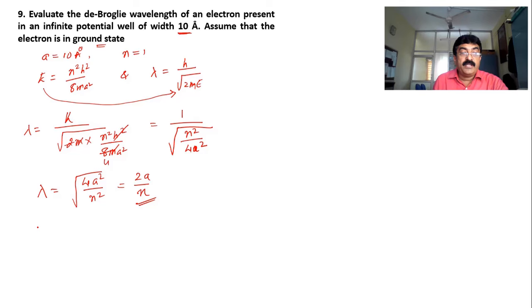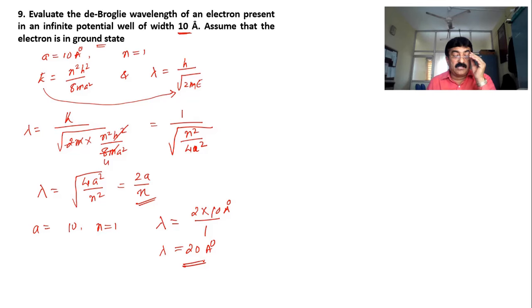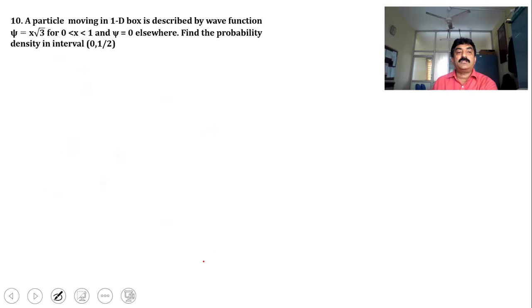So now put a is equal to 10, n is equal to 1. Lambda becomes 2 into 10 angstrom divided by 1. Sorry, not 20, it is given as 10. Okay, now simplify. a is 10 angstrom, so 2 into 10 divided by 1 is equal to 20 angstrom. So this is the wavelength of a matter wave when the electron is present in the ground state or the zeroth state. Well, we will move on to the next question.